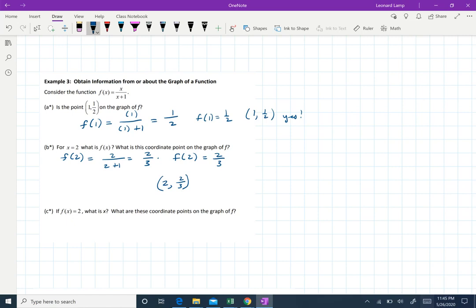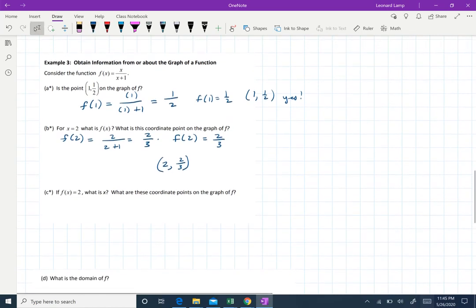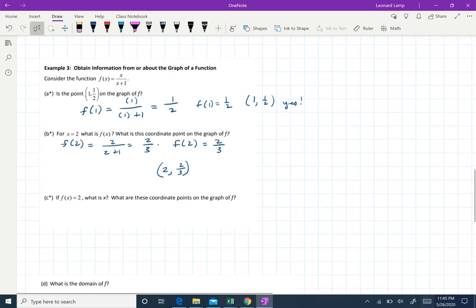Okay, now be careful with part C. Part C says if f of x is equal to 2, what is x? And what are these coordinate points on the graph? So notice, I'm going to explain this two different ways. This is another one to look out for.